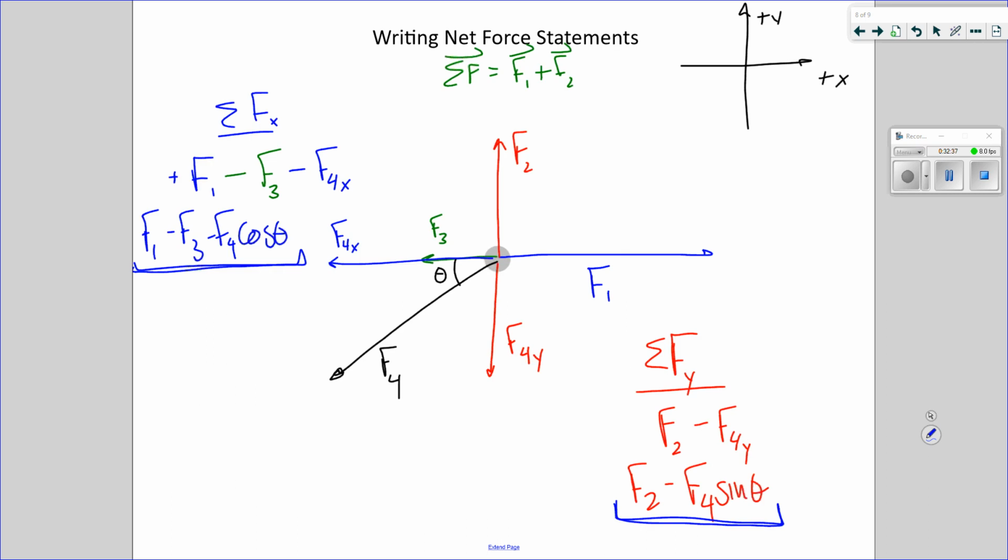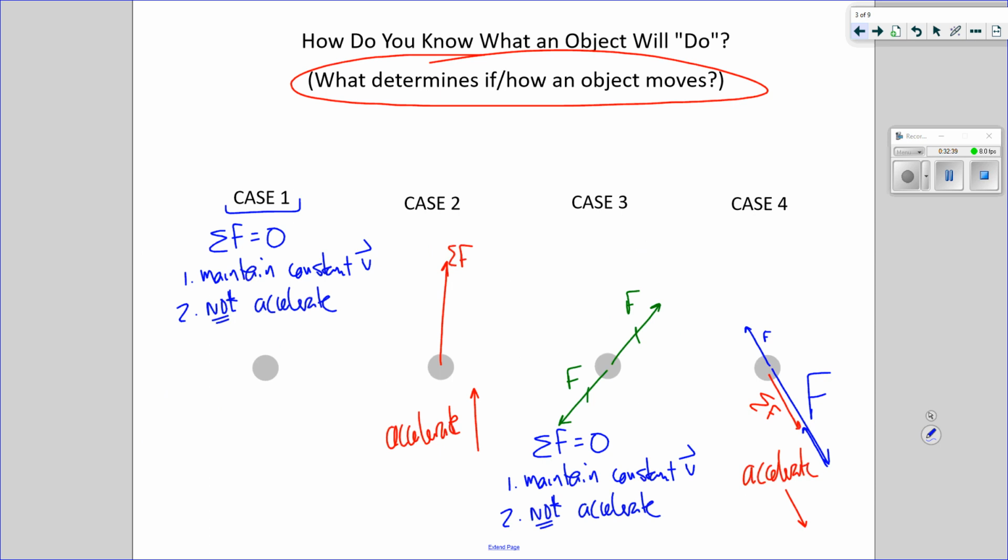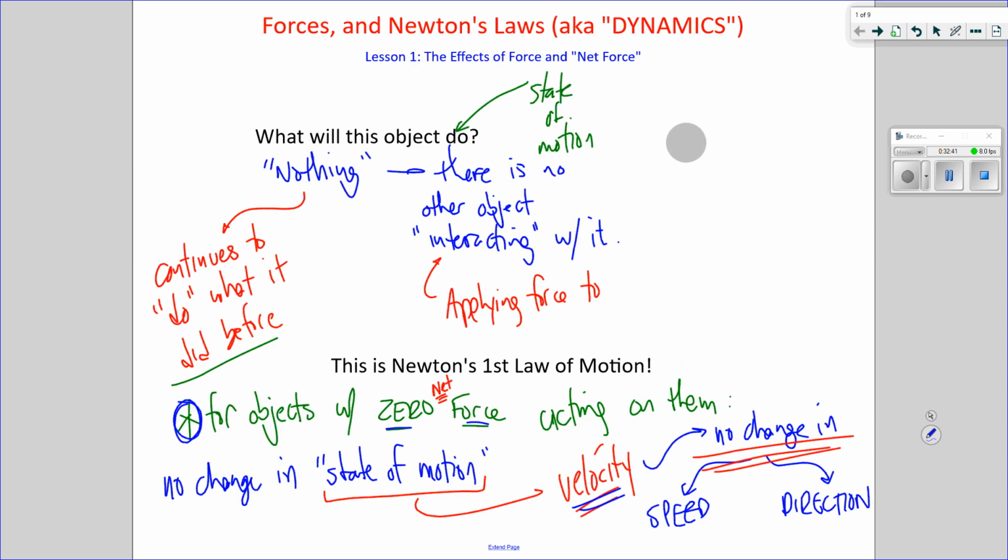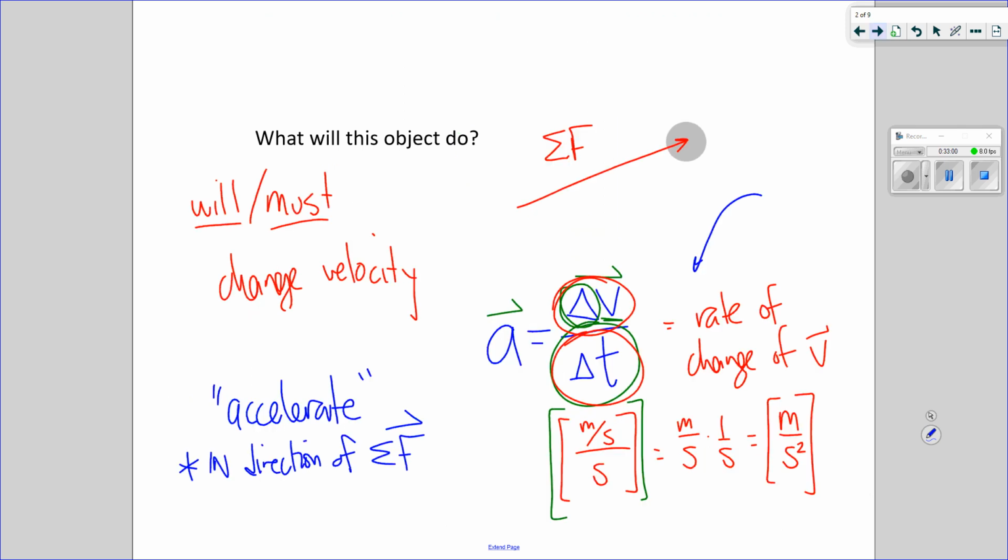Okay? So we've talked about the fact that what an object, quote, does, really the motion of an object, depends on how much force acts on an object. With no force acting on an object or zero net force acting on an object, it can't change its velocity. An object can't accelerate. And we defined acceleration as the rate of, careful with that, the rate of change of velocity. Acceleration is not change in velocity, it's the rate of change of velocity.